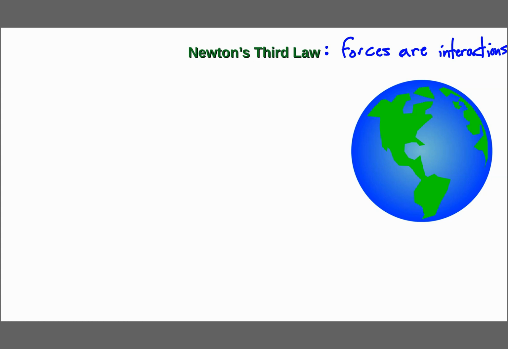So the first thing that we should take note of is that an interaction always has two sides. So I have the Earth here, and I have a person, me, and the force of gravity isn't just the Earth pulling me toward the Earth. It's also me pulling the Earth toward me. It's an interaction between me and the Earth. Gravity is me and the Earth being attracted to each other.